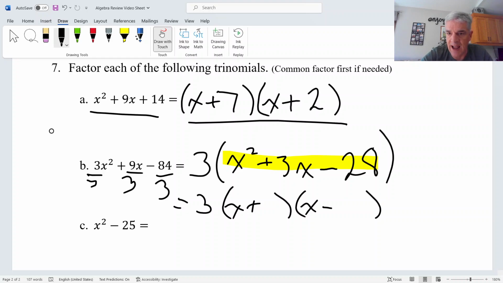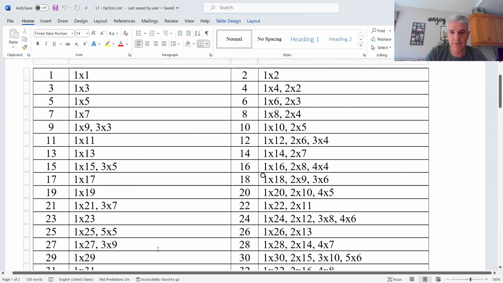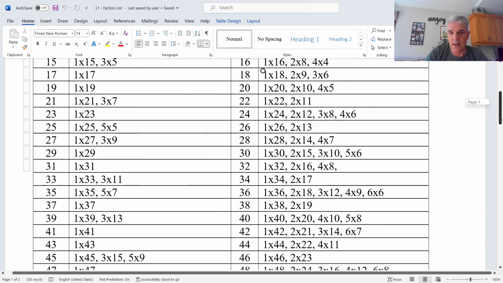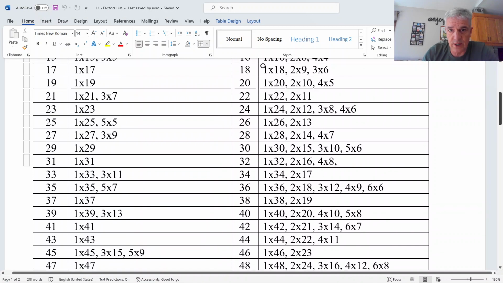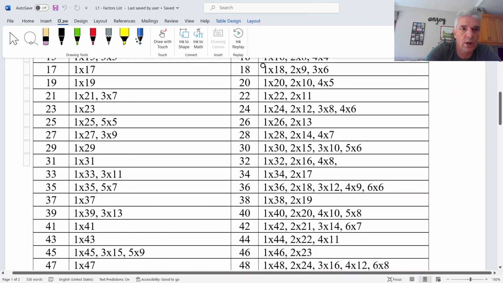But I'm looking for factors of 28, okay? Factors of the number 28 that have a difference of 3. In other words, if I take the difference between them, subtract the smaller one from the bigger one, I need 3, okay? So I go back to my factors list. You can see how often I'm referring to my factors list over and over again. That's why you can't survive in this part of the course very easily without it. And I look for the two numbers that have a difference of 3 out of 28.